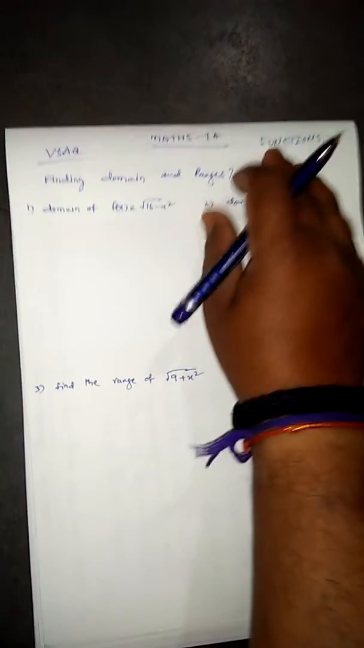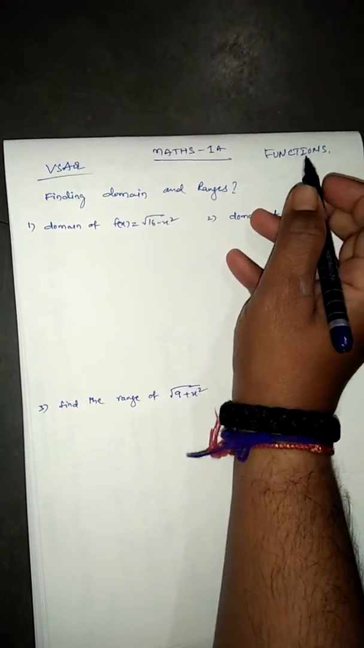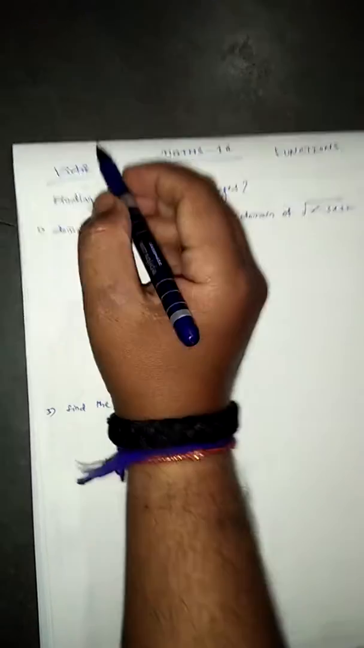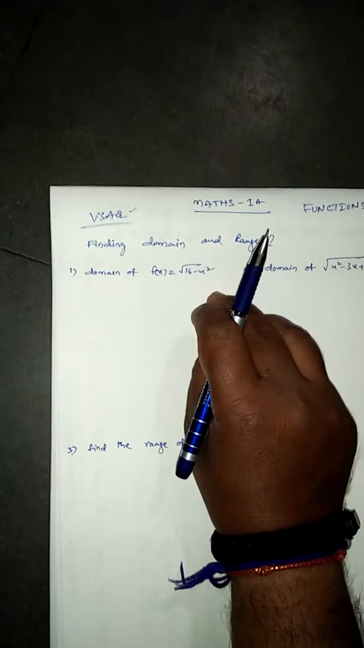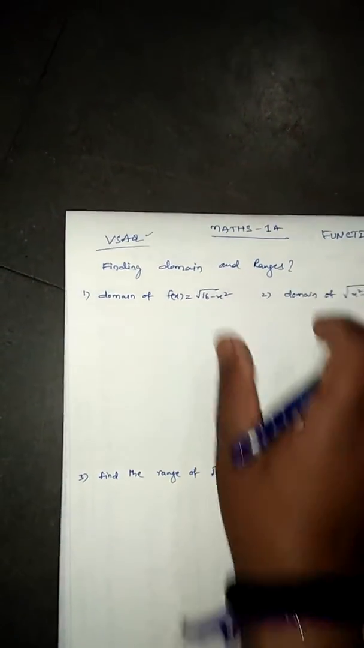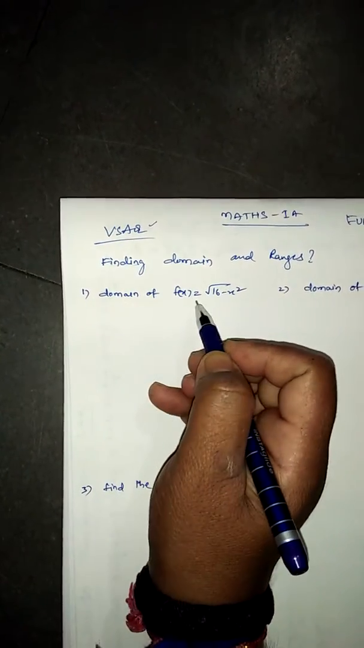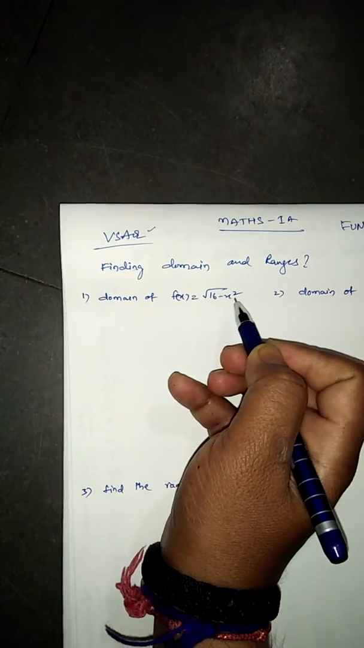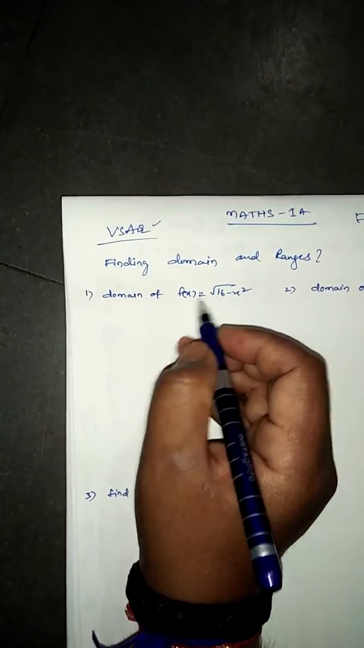Okay, in this video we're going to discuss domain and range, how to find the domain and range of functions. This is a very important, very short answer question, and every student finds these questions tough. How to find the domain and range, we'll discuss in this video. The question is: domain of f(x) = root of (16 minus x square). Now it's a root f(x) function.